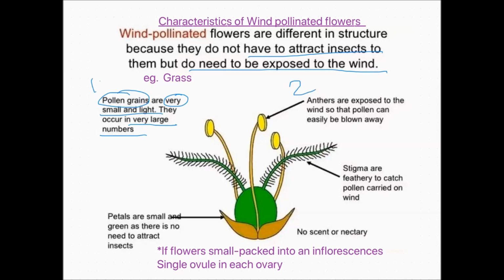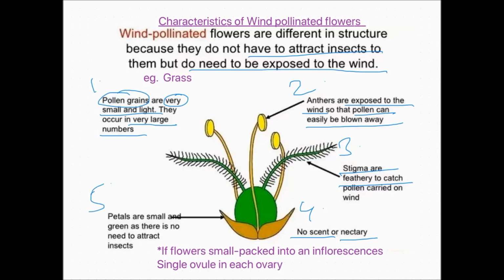Second one, the anther must be exposed to the wind so that pollen can easily be blown away. Third one, stigma are feathery to catch. Stigma should be feathery so that it can catch the pollen which is carried with wind. Fourth, there is no scent or no nectar because it does not have to attract insects.